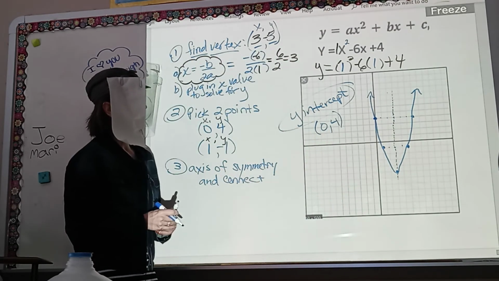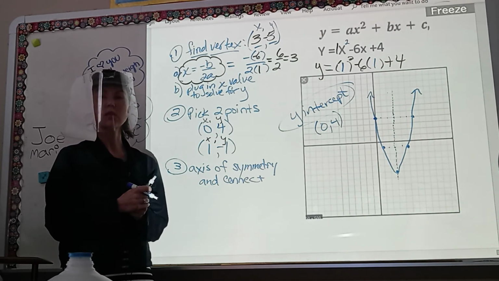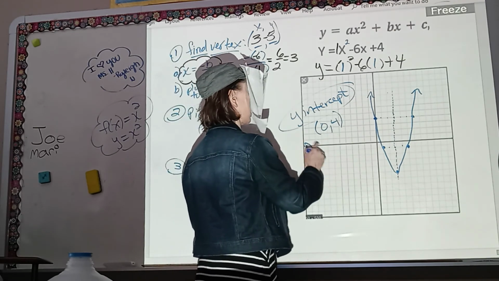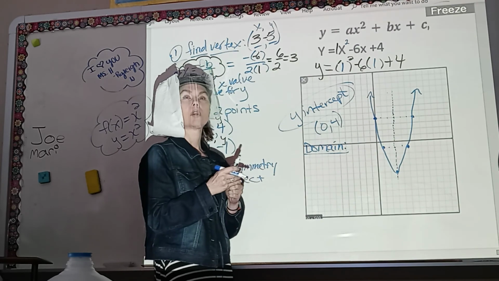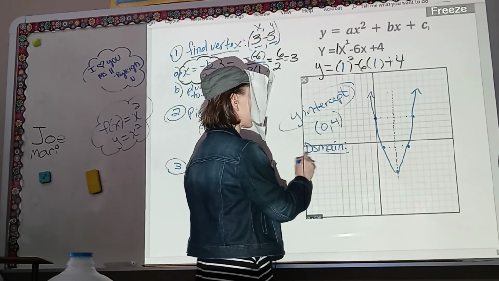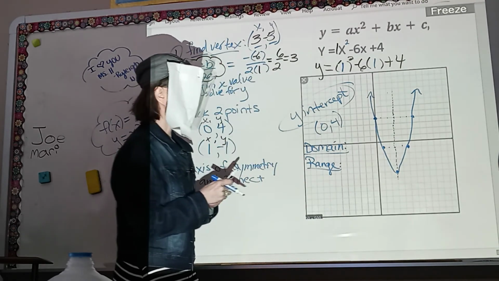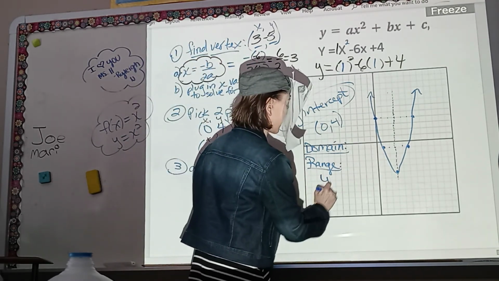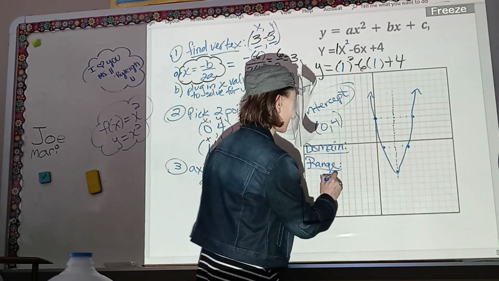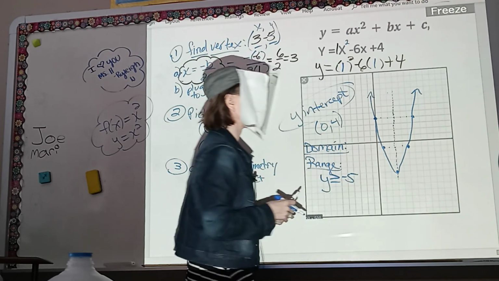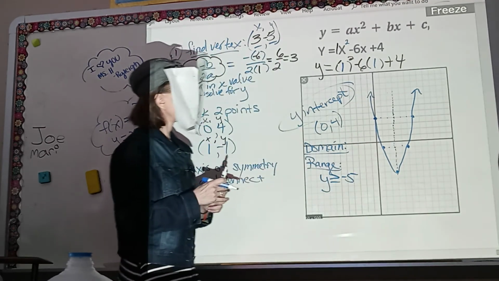Okay? And so let's talk about our domain and range. So guys, what is the domain? The domain is real numbers. All real numbers. And what is the range? Well, the range, y, where does this parabola begin? At negative 5. So y is greater than or equal to negative 5 because it starts at negative 5 and it goes up from there.